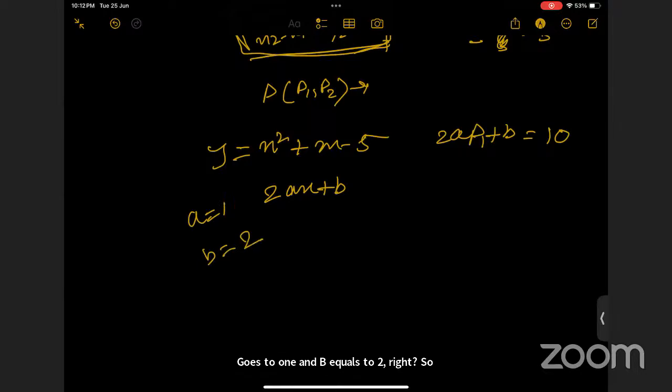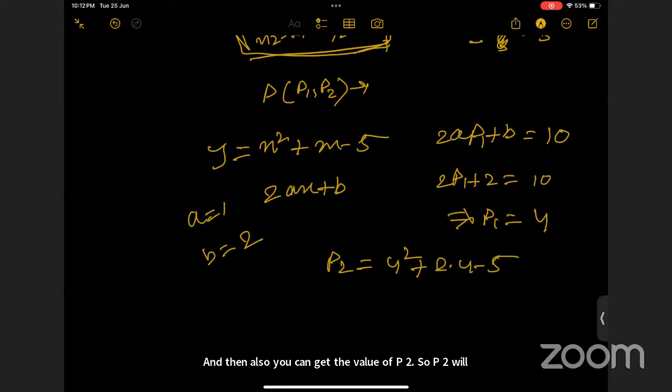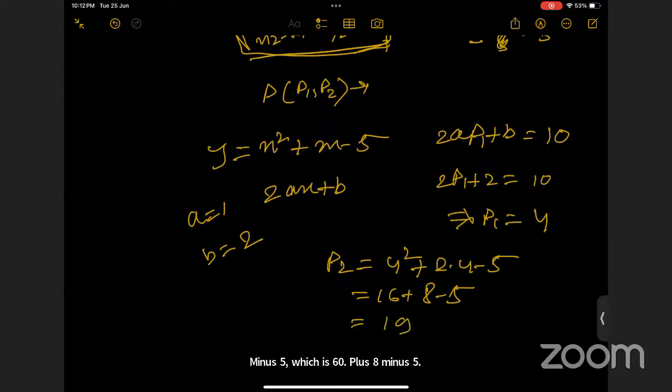So just put here 2p1 plus 2 equals 10. And from here we can get p1 equals 4. And then also you can get the value of p2. So p2 will be 4 squared plus 2 into 4 minus 5, which is 16 plus 8 minus 5. So the answer will be option 3. Fine? Option 3.